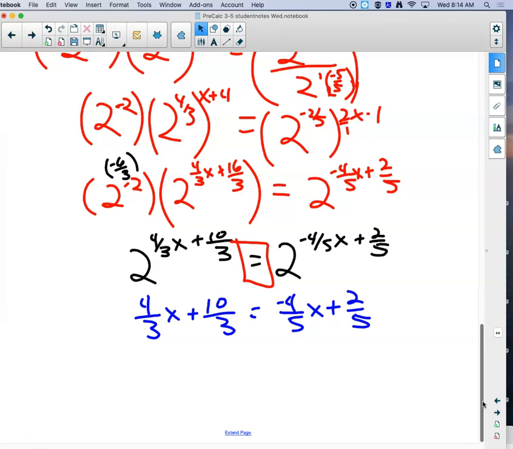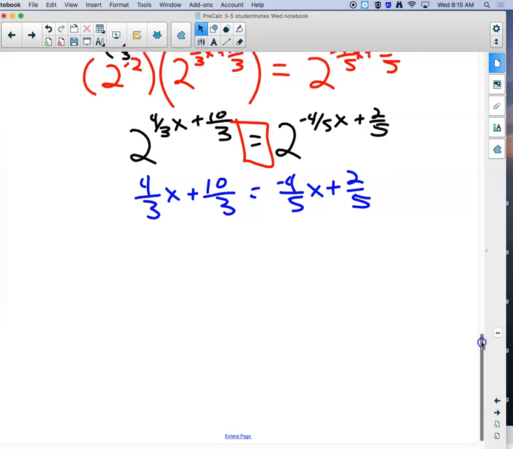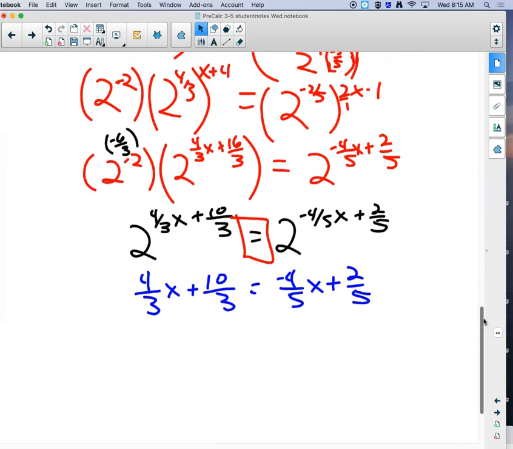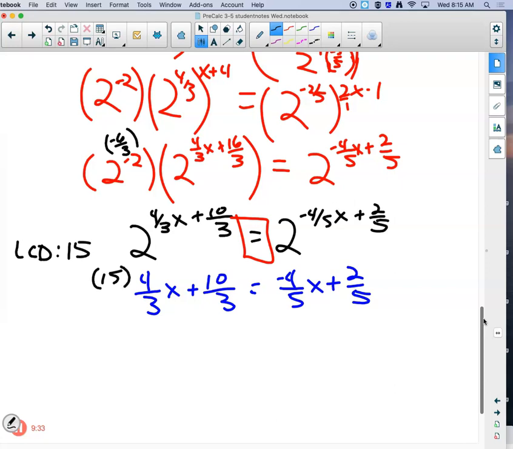Because now we need to solve when we have quotients. And how we figured out the easiest way to do that is to always go ahead and multiply everything by the LCD. So our LCD for 3 and 5 would be 15. So we'll multiply every term by 15. And we're really just following the property of algebra that says as long as you multiply by the same thing on both sides, you'll be just fine.